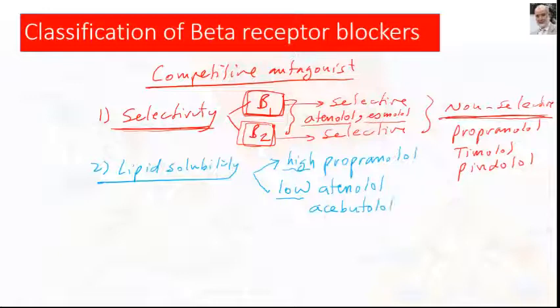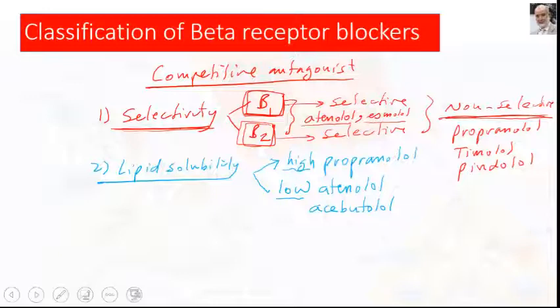This is another beta blocker with very low lipid solubility. So we expect that propranolol, which has high lipid solubility, will have both a peripheral and central effect, while atenolol and acebutolol will have only peripheral action.